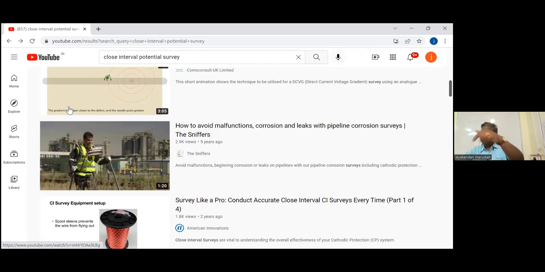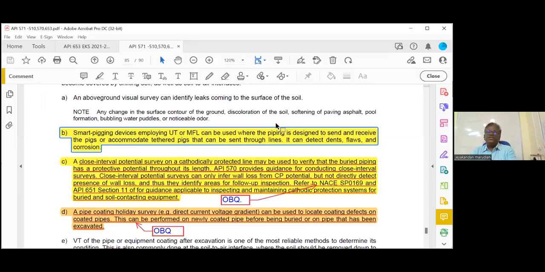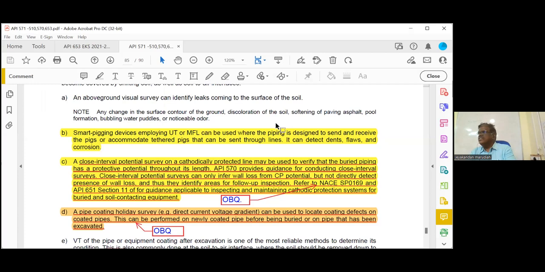Why is it called close interval? We are checking at very close intervals. Potential means voltage. By sending the voltage, we check how much voltage is returning. If you go to 651, we have to send at least 850 millivolt, and a 100 millivolt return should be there. It is not given here, it is given in 651. So please highlight this, the next one.